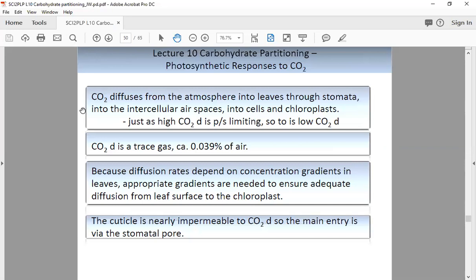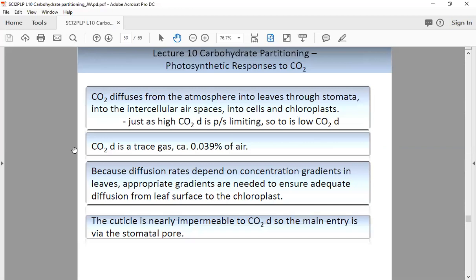So if there's adequate light, then higher carbon dioxide concentrations theoretically support higher rates of photosynthesis. Low concentrations of carbon dioxide, of course, limit the rates of photosynthesis. Now, carbon dioxide is a trace gas found in the atmosphere. It accounts for only about 0.039% of air. Water vapour accounts for about 2%, oxygen about 21%, and nitrogen about 77%.